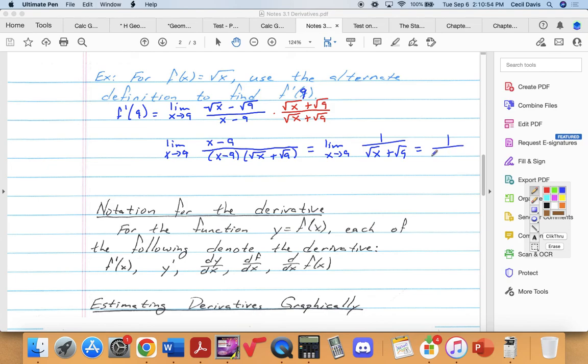Now I can evaluate that. That'll be 1 over the square root of 9 plus the square root of 9. So it'll be 1 over 3 plus 3, which is 1/6.